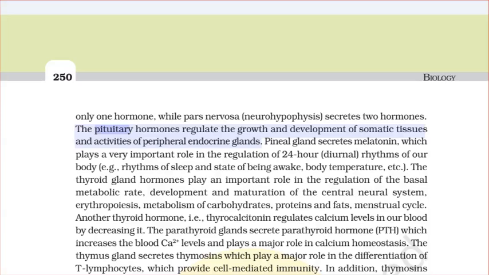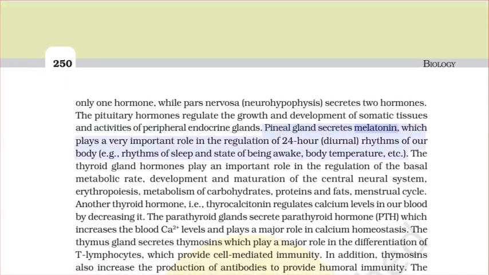The pituitary hormones regulate the growth and development of somatic tissues and activities of peripheral endocrine glands. Pineal gland secretes melatonin, which plays a very important role in the regulation of 24-hour diurnal rhythms of our body. For example, rhythms of sleep and state of being awake, body temperature, etc.